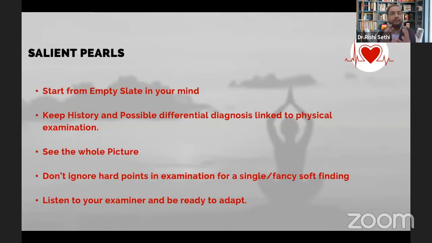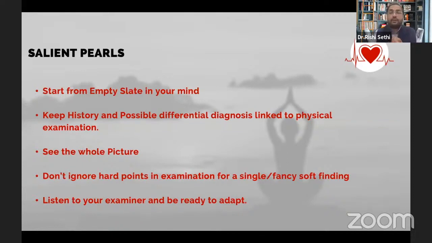and try to see the whole picture with the entire clinical examination and spectrum, and not just rely too much upon one soft finding and try to construct the whole story around it. Try to see the entire picture. Do not miss the hard endpoints for the soft fancy clinical finding, and listen to your examiner.